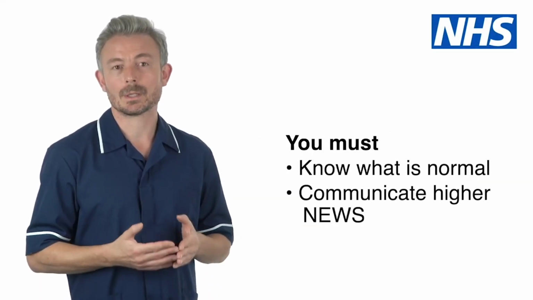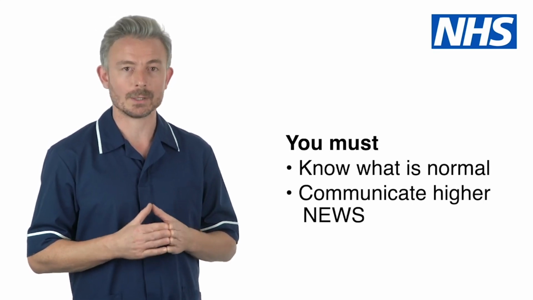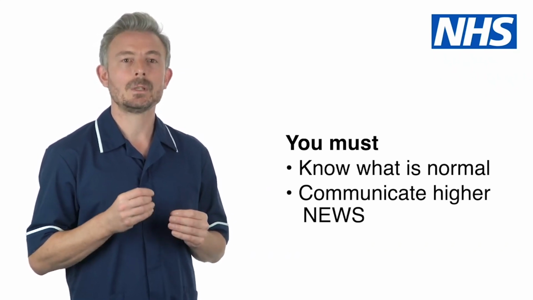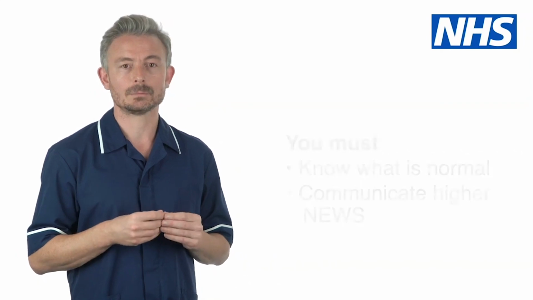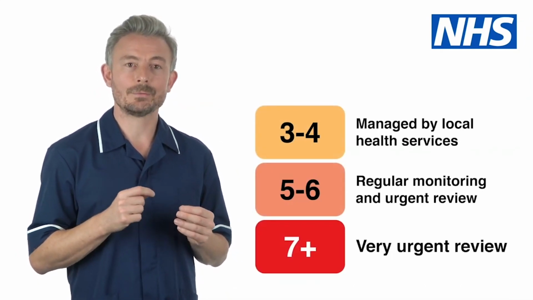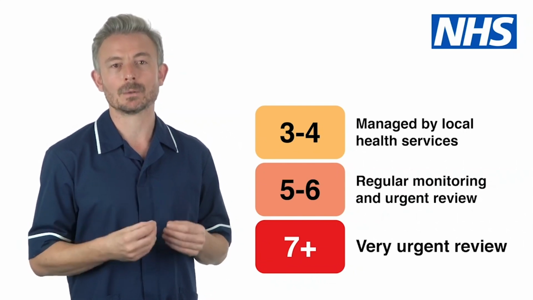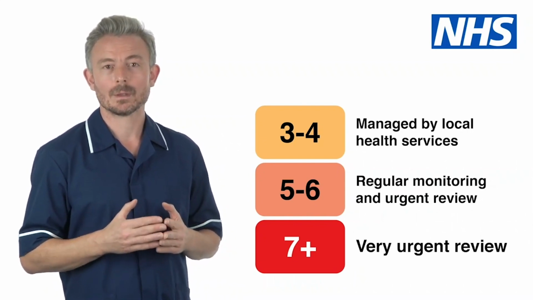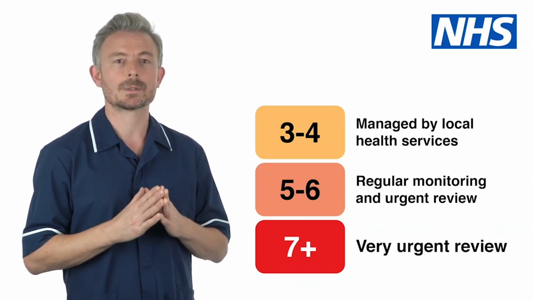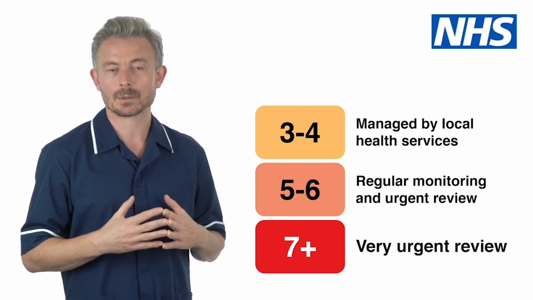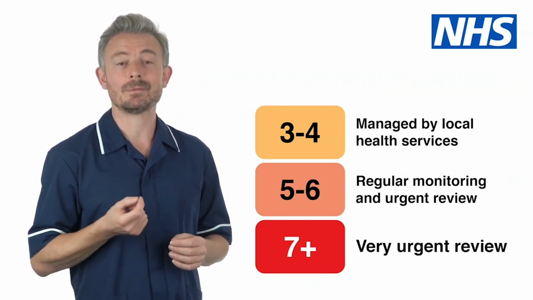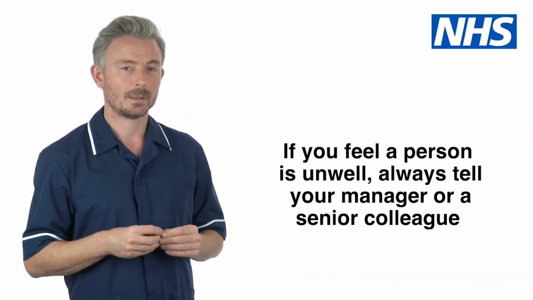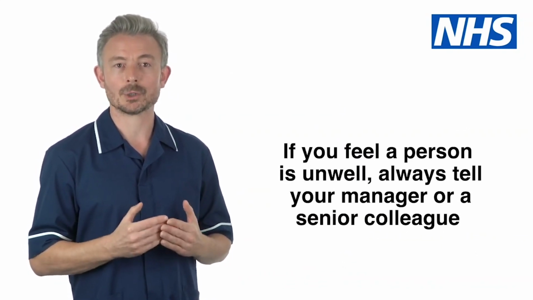Depending on your local arrangements, different scores will require you to take different actions to raise your concerns. You must know what is normal for an individual and be able to communicate when someone's NEWS is higher than usual. A person with a score of 3 or 4 can probably be managed in the community by local health services. A score of 5 could mean the person is very ill. The person needs regular monitoring of vital signs whilst an urgent review by a doctor or nurse is arranged. If the score is above 7, the review needs to be very urgent. NEWS supports you to raise a concern, but never ignore your gut feeling. If you feel a person is unwell, always tell your manager or a senior colleague.